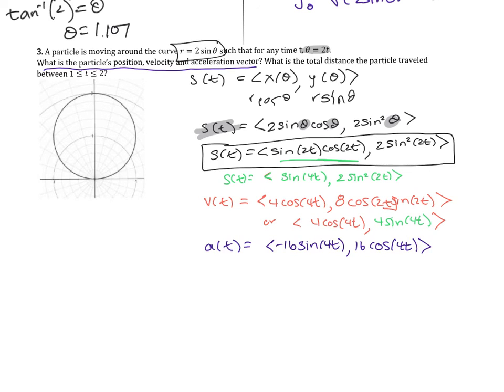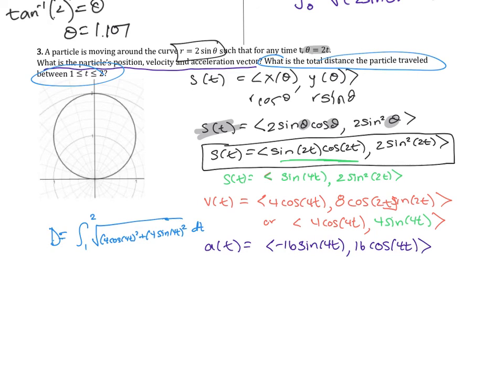The last thing that we're being asked here is, what is the total distance the particle traveled between time 1 and 2? So we are going to integrate from 1 to 2, and we're going to integrate our velocity vector. So here is that integral, and then you can find that answer on your calculator. I believe that that should be 1.170 for our total distance.